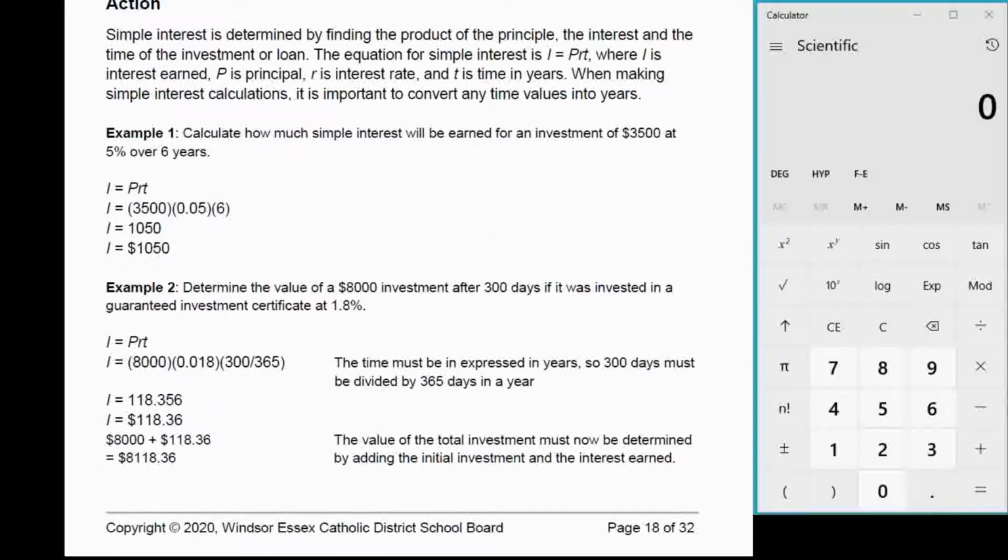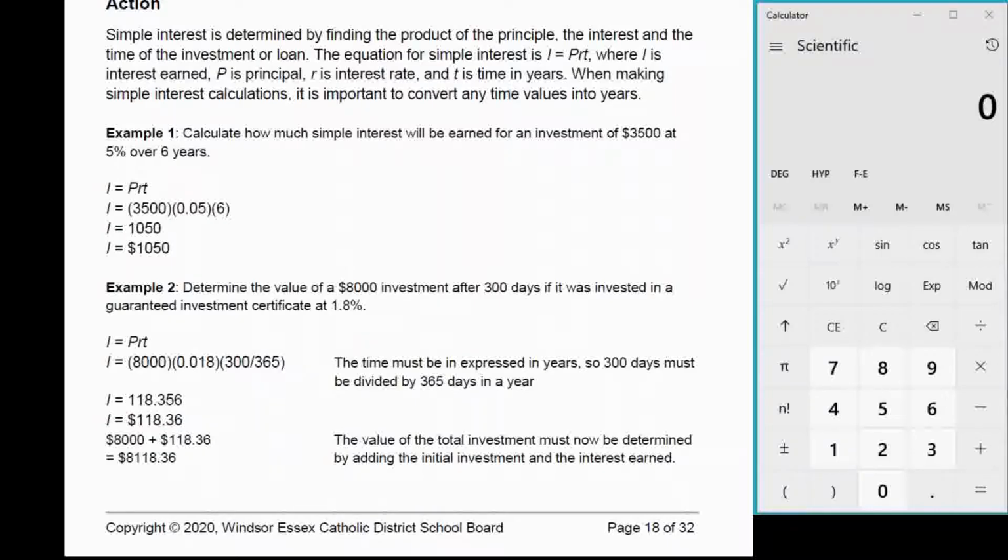With simple interest, we basically determine it by finding the product of the principal, which is the amount that you invest, the interest rate, which is how much money you get per year for simple interest, and the time of the investment in years. This works the same for loans. For a loan at simple interest, the interest that's owed is the principal times the rate times the time in years.